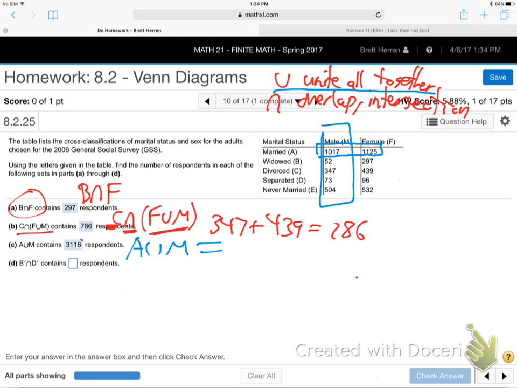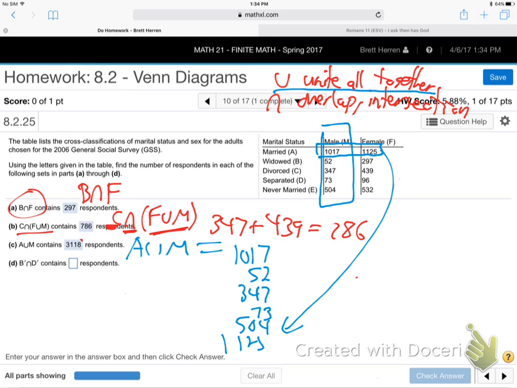The whole row, so this whole group, so it's going to be the 1017, the 52, the 347, the 73, the 504, and the 1125. Everything added up. I have no idea what that is. That'll have to be a calc. Oh, I guess they tell me it's 3118. Is the answer. Does that make sense how I did that? Because whenever they have the U in the middle, that means unite them all together. Add them all up.